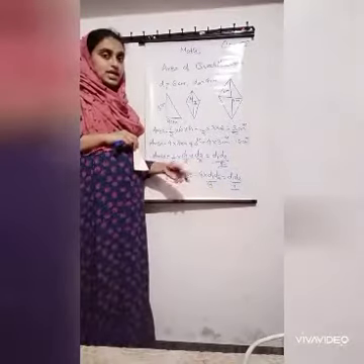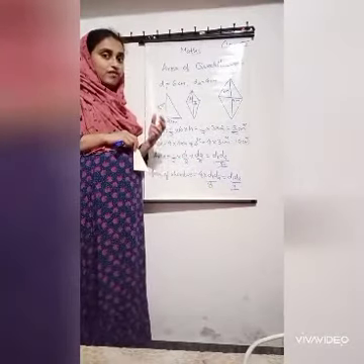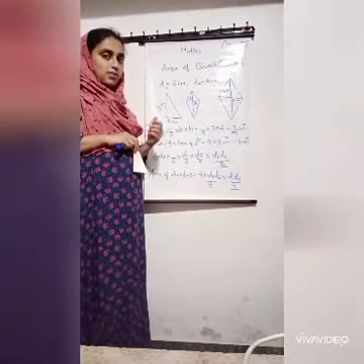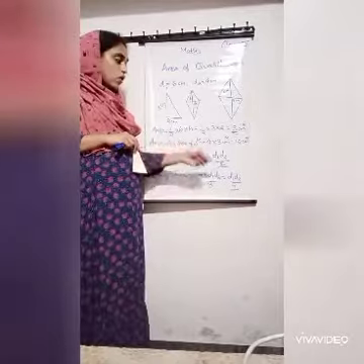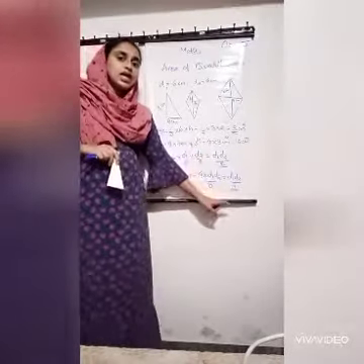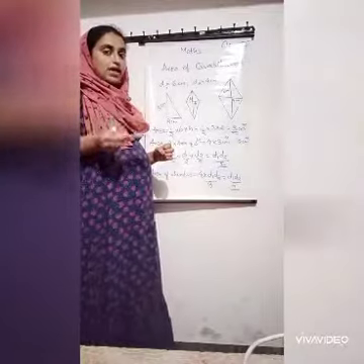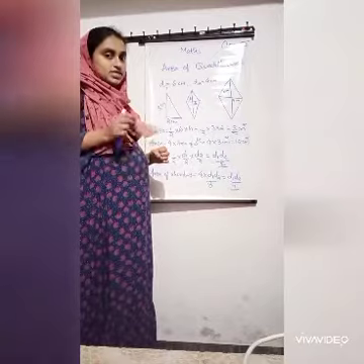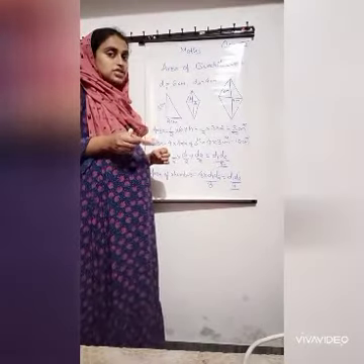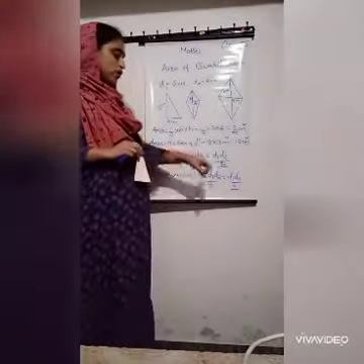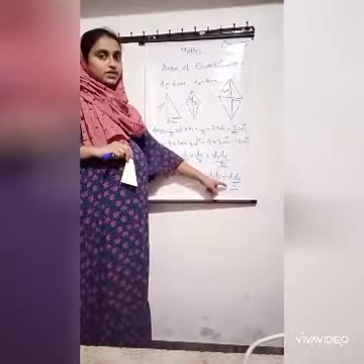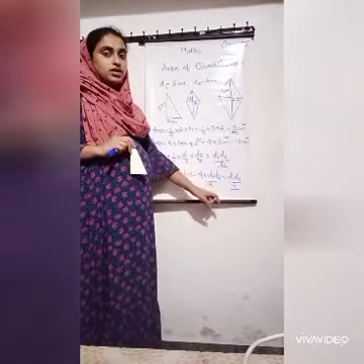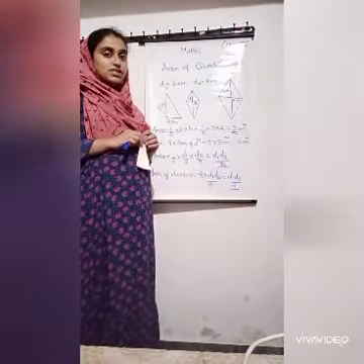How can we generalize? The area of a rhombus is half the product of its diagonals. Clear? Now, what is the area of a square? The area of a square is half of the square of the diagonal, and the area of a rhombus is half the product of its diagonals. Clear? Anybody have any doubt? Area of square and area of rhombus.